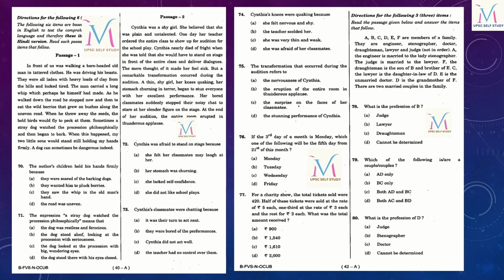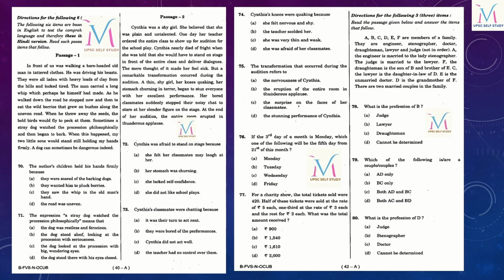Okay. And coming to 72. The questions 72, 73, 74, 75 are related to a passage. Okay. And this passage is about Cynthia. Cynthia was a shy girl. She believed that she was plain and untalented. One day, her teacher ordered the entire class to show up for auditions for the school play.